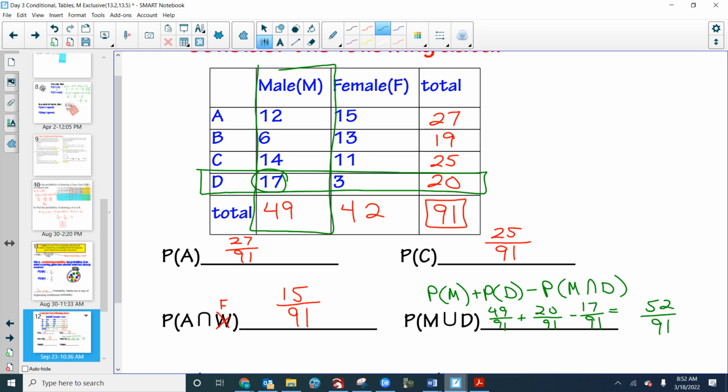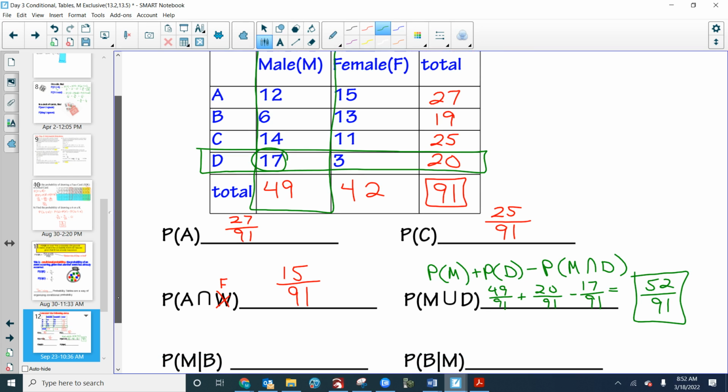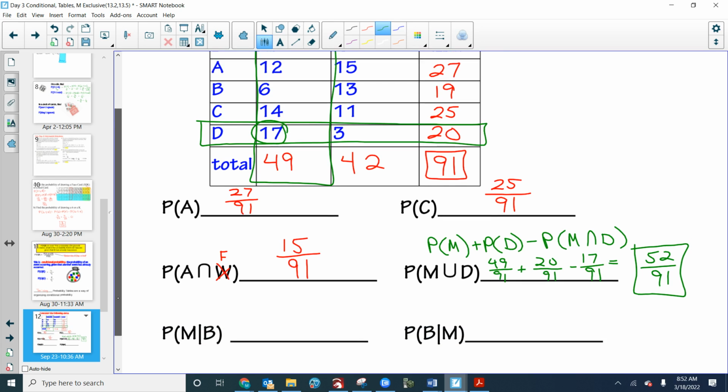52 out of 91. So this is how we can do the same probabilities that we've been doing, only with what's called a two-way table. All right, two-way tables. Does that make sense? You need to use the formula and then take away the overlap. All right, next.